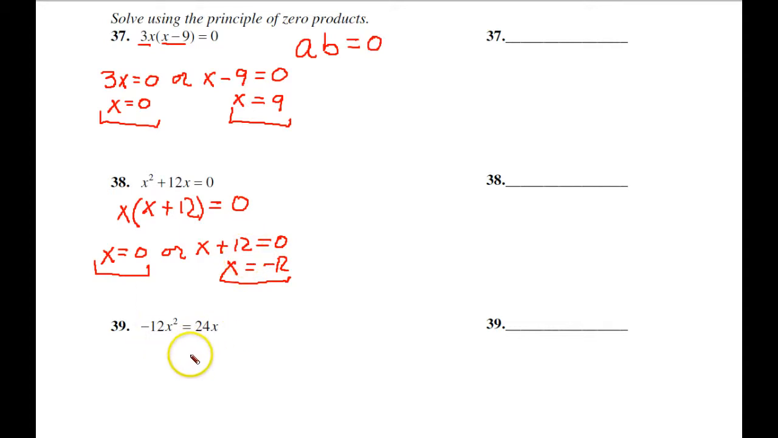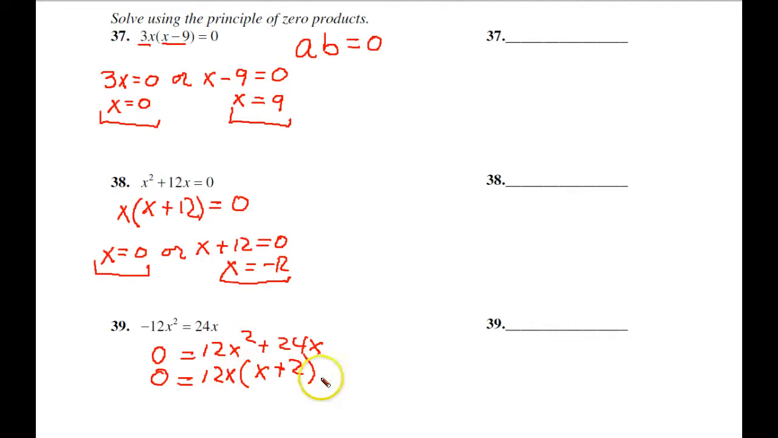Now, for this one, again, we like to keep them positive. So let's transpose this to this side. This side will then be a 0. This will become 12x squared plus 24. And what we're going to do on this side is factor out a 12x. Forgot to put that one there. And then this becomes x plus 2.